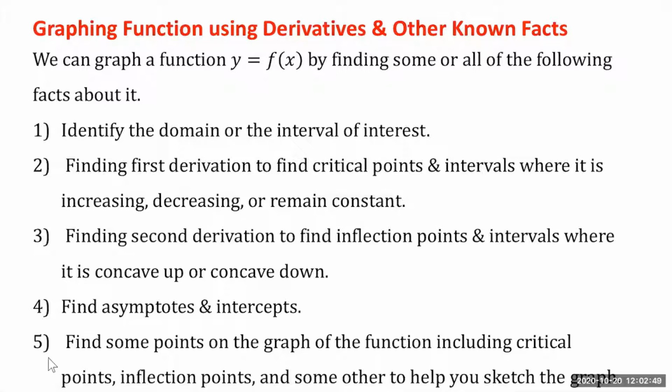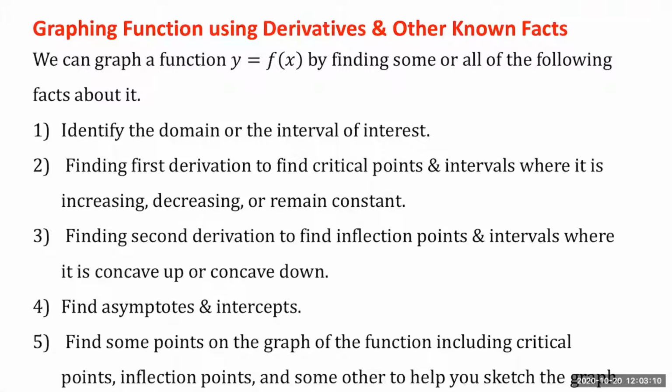And the 5th and final step is you have to find some additional points on the graph of the function, including the critical points, inflection points, and some other points that will help you to sketch the graph of the function. So these are the 5 main steps that you have to follow while sketching the graph of a function. One more time.